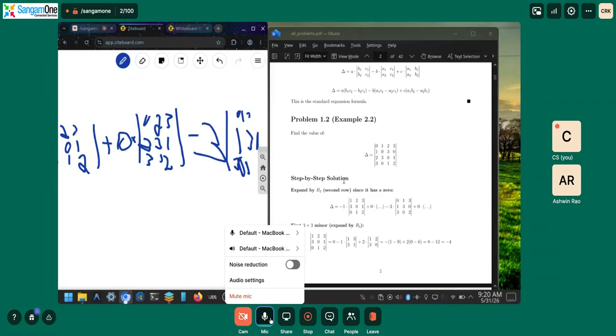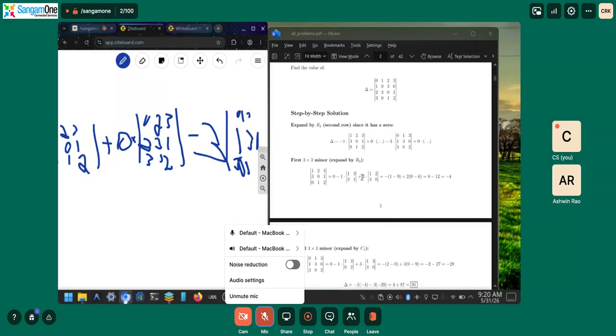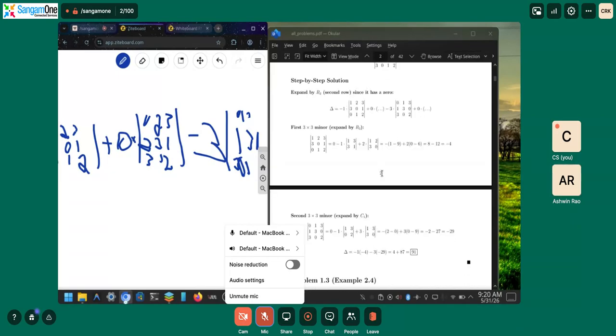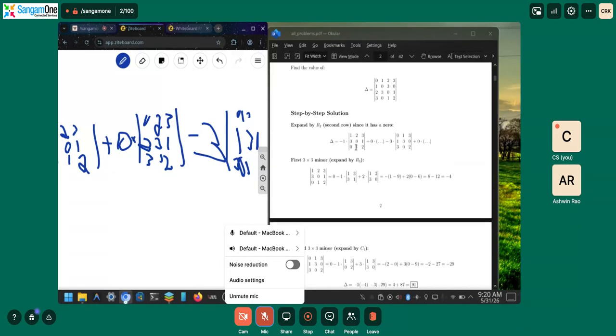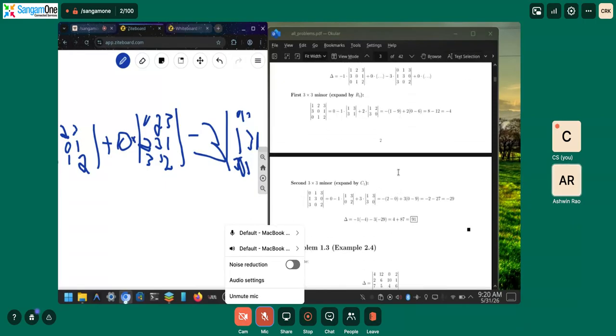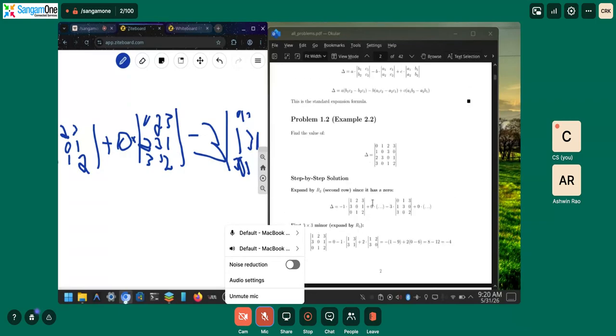Okay. Then expand by R2. Why? Because this one R2, this first 3 cross 3 minor. Expand by R3. You'll go with this one. Same goes for R3, you have to expand it. Basically finding different solutions. This you have to solve. Here you see the matrix, right? That one we have to solve here. This is the expansion of that.